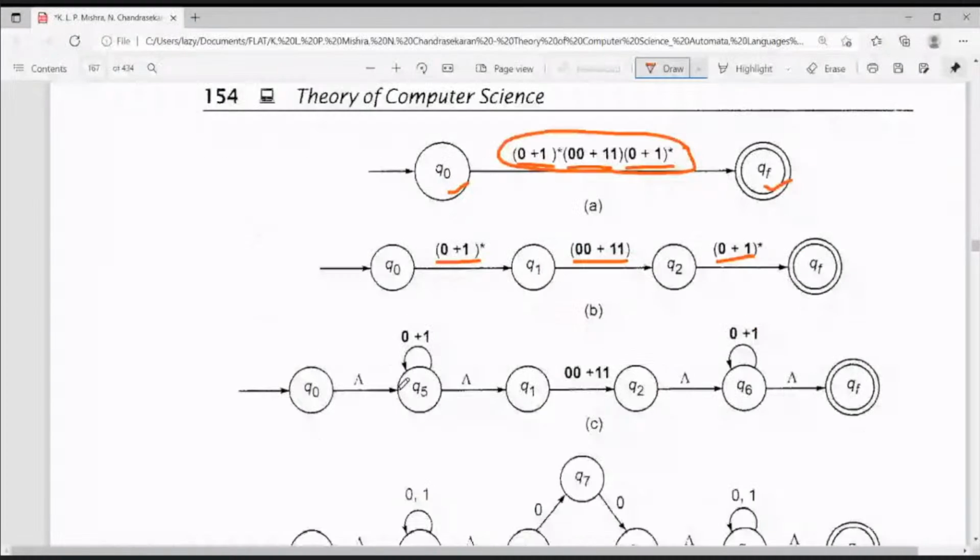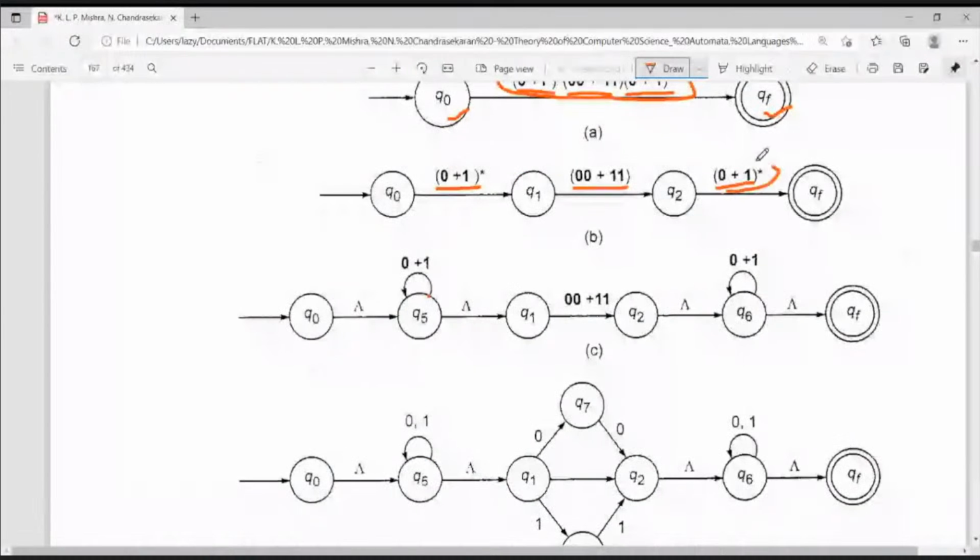So what we are saying over here is that even if no input is provided, we can reach this state q5. Likewise, from q5 we can move to this q1 even if no input is provided. This is how we can remove this epsilon. And the same thing we can do for this part also. 0 plus 1 star, introducing empty, then epsilon will be removed.